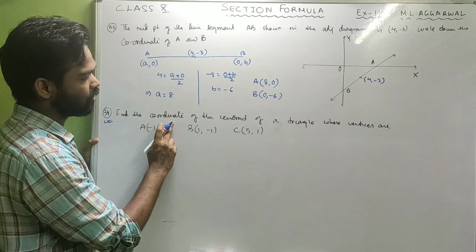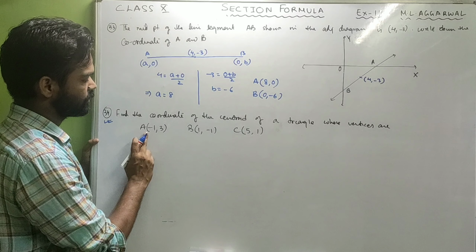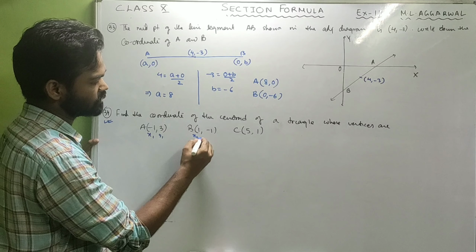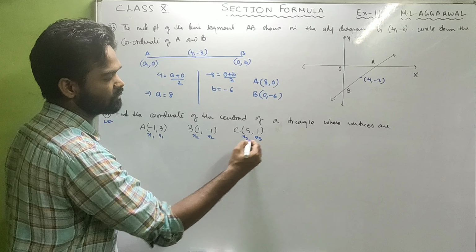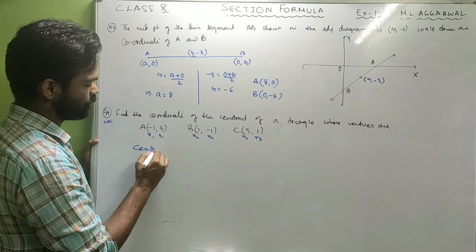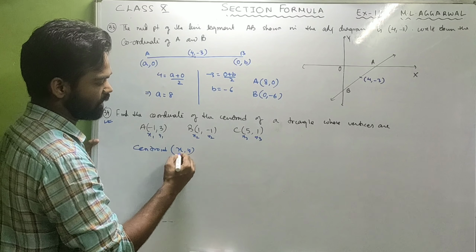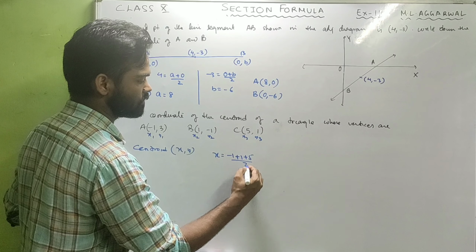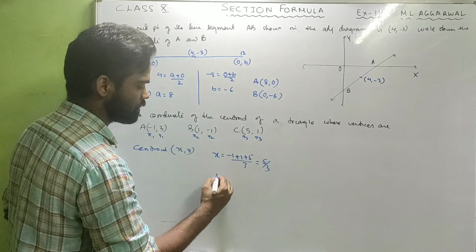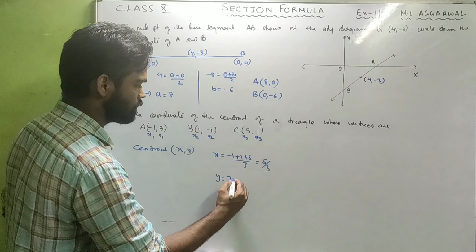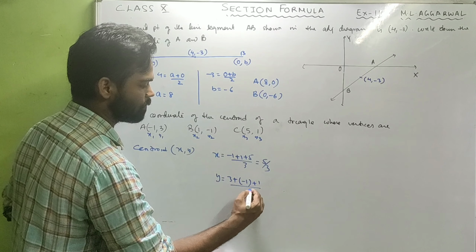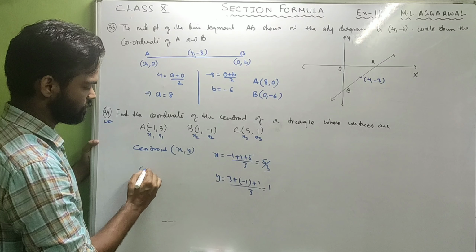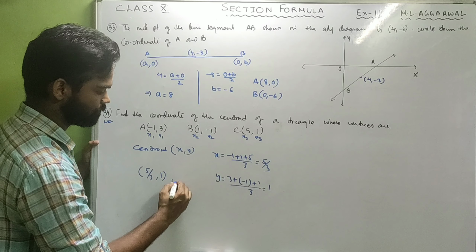Now let us see the last sum, 34. Find the coordinates of the centroid of the triangle whose vertices are minus 1, 3; 1, minus 1; and 5, 1. Very easy. This is x1, y1, x2, y2, x3, y3. Then the centroid, suppose I take x comma y. Then x is x1 plus x2 plus x3 by 3, which is 5 by 3. And y is y1 plus y2 plus y3 by 3. That's 3 by 3, that's 1. Which means the coordinate of the centroid is 5 by 3 comma 1.